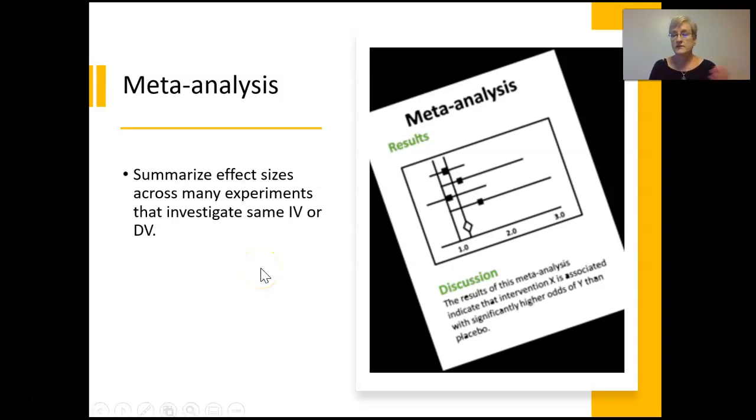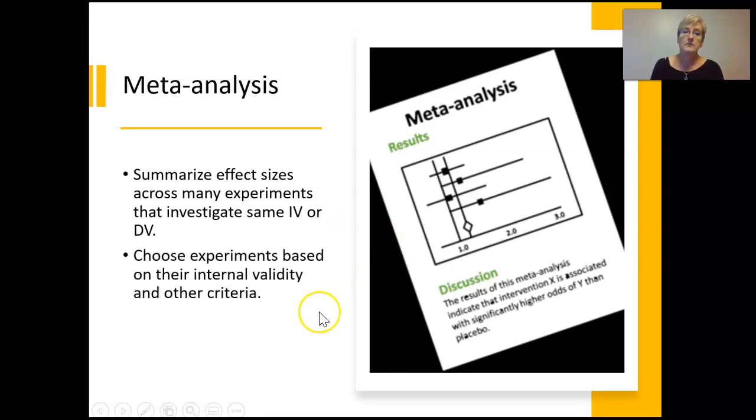So if you have, say, 50 studies that are all looking at the same independent and dependent variable combinations, and they've all reported findings and they have reported effect sizes, you can use a meta-analysis technique to look at, as a whole, what do all of these pieces of research say when they're combined. You have to have selection criteria for which experiments to include, in terms of how strong is their internal validity. You want to choose experiments that have high internal validity.